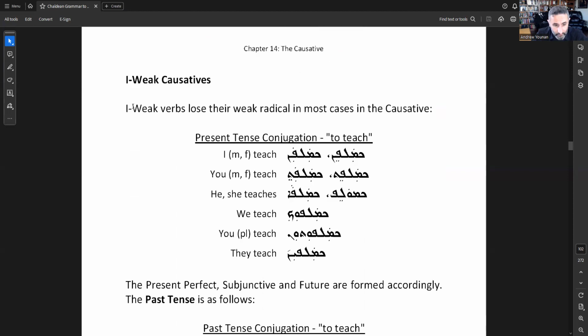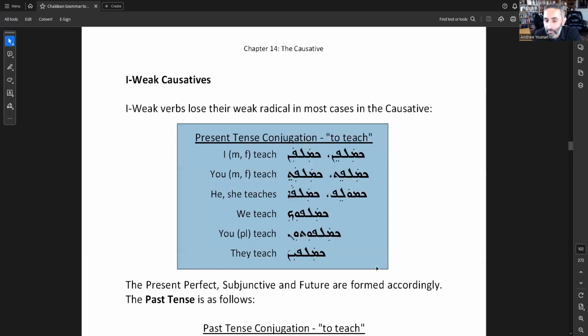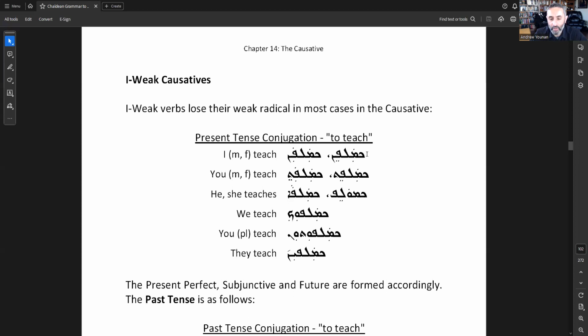Okay. First weak, let's look at some exceptions with these weak verbs. First weak, so a verb with the first radical as an alep or a yod. First weak verbs lose their weak radical in most cases. It just goes away. So the root yalip is to learn. Molip is to teach. So here is the present tense conjugation.